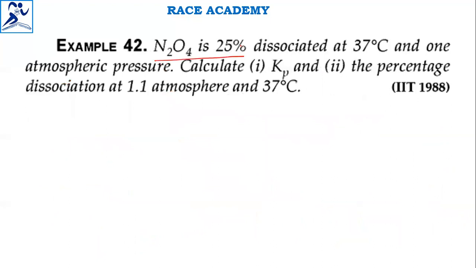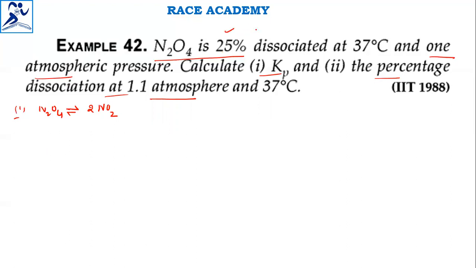N2O4 is 25% dissociated at 37 degrees Celsius and 1 atmosphere pressure. So the alpha value is very clear in this one, and they are asking us to find the Kp value of the dissociation at 1.1 atmosphere and 37 degrees Celsius. Two questions are there. For the first case, we have to remember the N2O4 dissociation equation: N2O4 is equal to 2NO2.